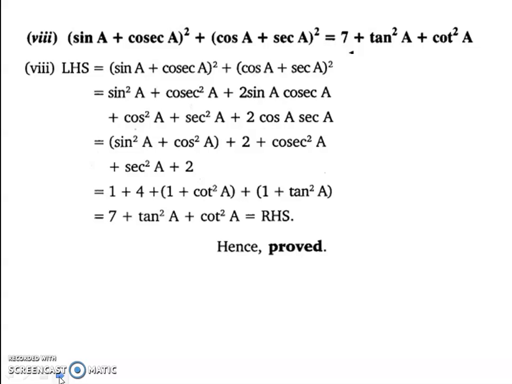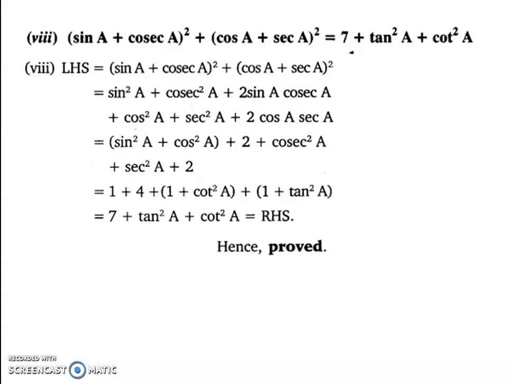What is LHS? (Sin A plus cosec A) the whole square plus (cos A plus sec A) the whole square. With the identity (A plus B) the whole square, we will be expanding the two brackets. That is, (sin A plus cosec A) the whole square will be sin square A plus cosec square A plus 2 sin A cosec A, and (cos A plus sec A) the whole square is equal to cos square A plus sec square A plus 2 cos A sec A. Now I told you the RHS is in terms of tan and cot. So we will change this sec and cosec in terms of tan and cot.